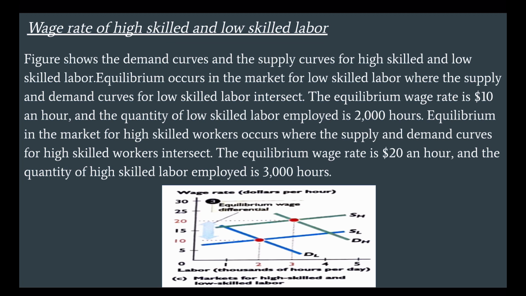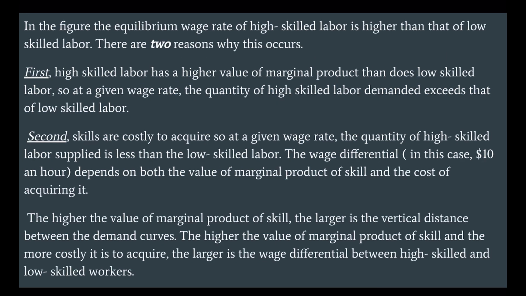Equilibrium occurs in the market for low-skilled labor where the supply and demand curves for low-skilled labor intersect. The equilibrium wage rate is $10 an hour and the quantity of low-skilled labor employed is 2,000 hours. Equilibrium in the market for high-skilled workers occurs where the supply and demand curves for high-skilled workers intersect. The equilibrium wage rate is $20 an hour and the quantity of high-skilled labor employed is 3,000 hours. In the figure, the equilibrium wage rate of high-skilled labor is higher than that of low-skilled labor.